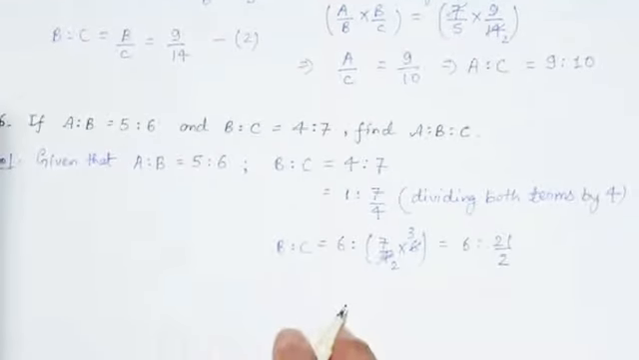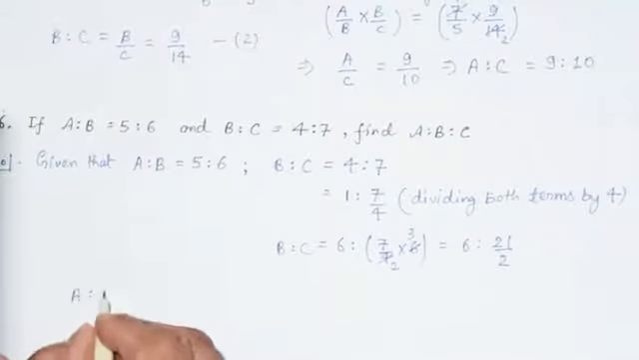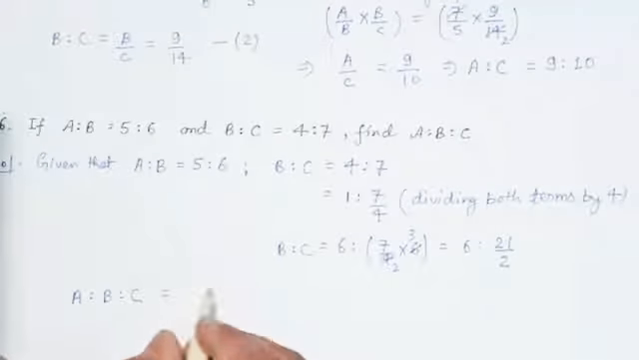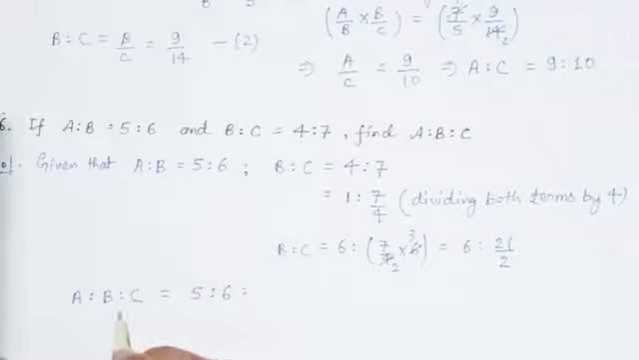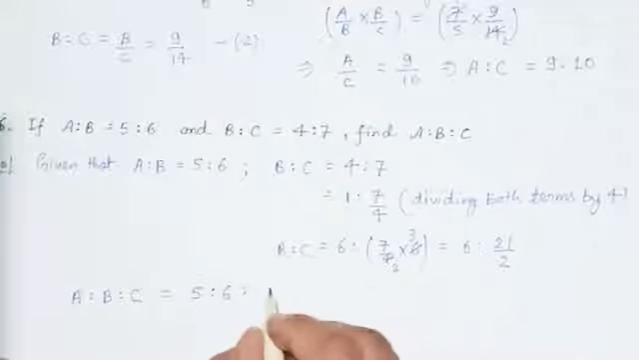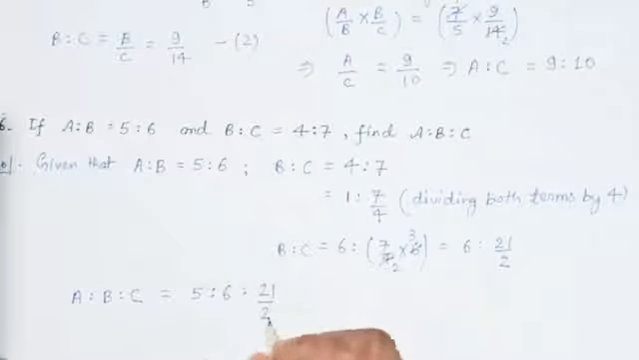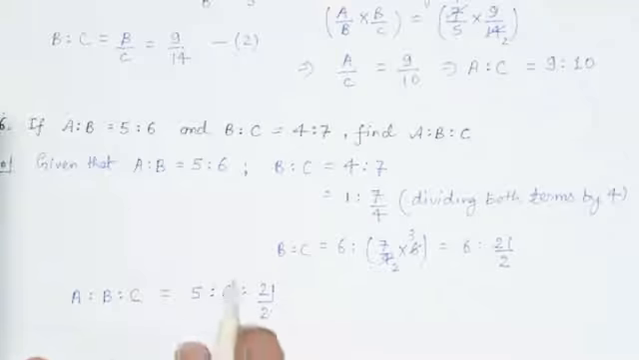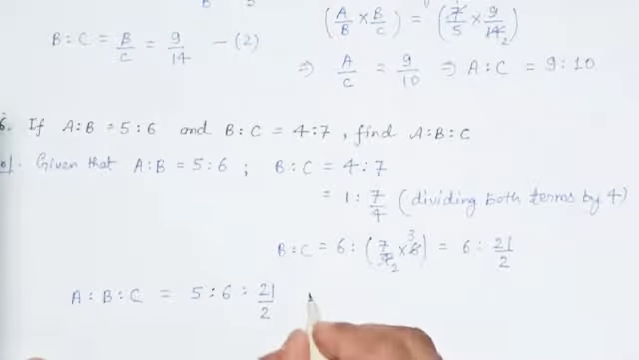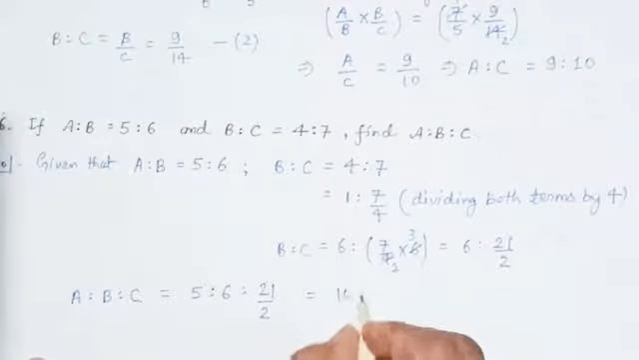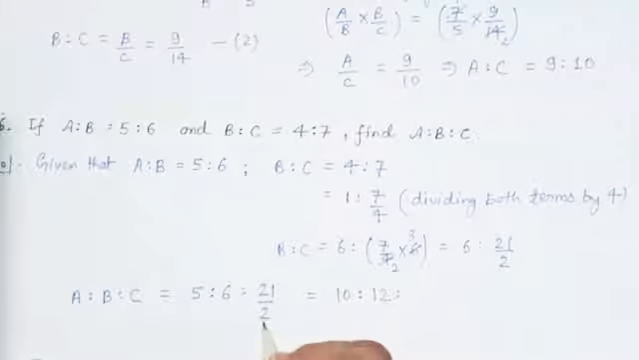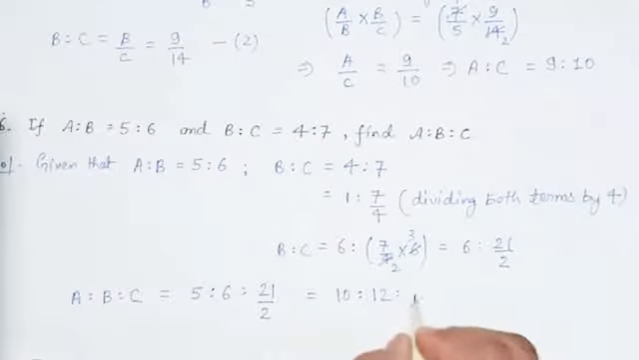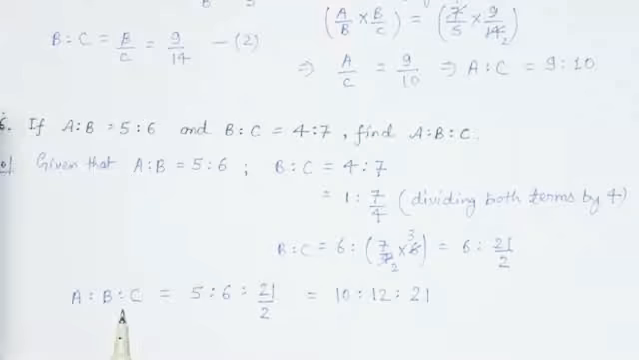Now we can write A ratio B ratio C equals 5 ratio 6 and B ratio C is 6 ratio 21 by 2. Again, if we multiply each term of this ratio by 2, then what we get? 5 into 2, 10, ratio 6 into 2, 12, ratio 21 by 2 into 2. So 2 and 2 cancel out and we have 21. So this is the required answer for A ratio B ratio C.